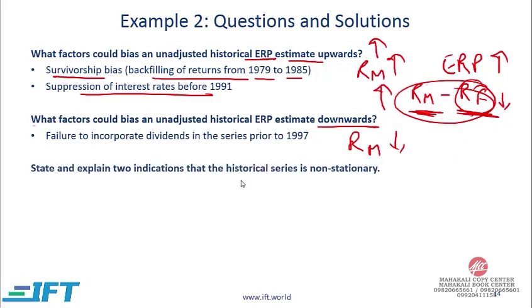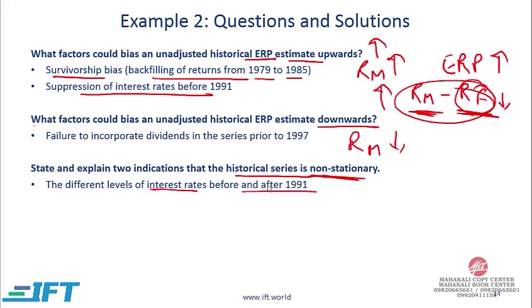State and explain two indications that the historical series is non-stationary. The different levels of interest rates before and after 1991. So clearly, if your interest rate is fundamentally changing, then the equity risk premium is going to fundamentally change to a different level. Does that mean your data is non-stationary? Yes, so that is one issue.